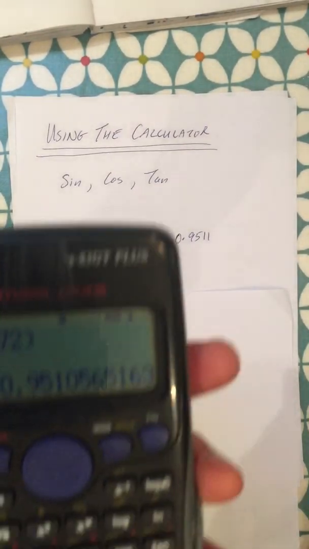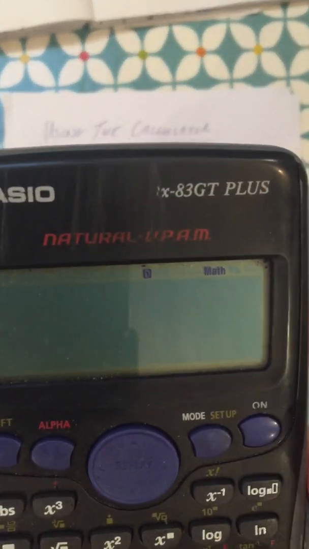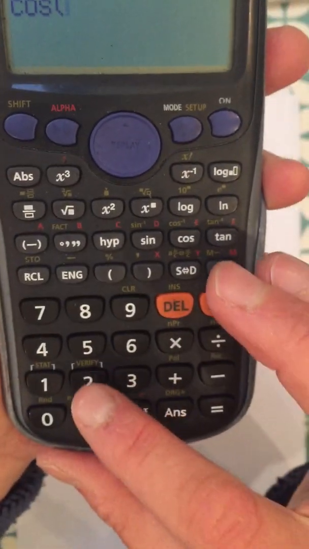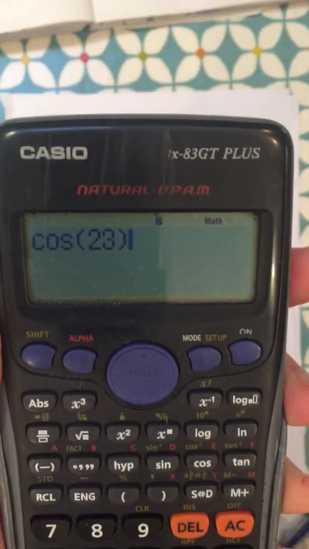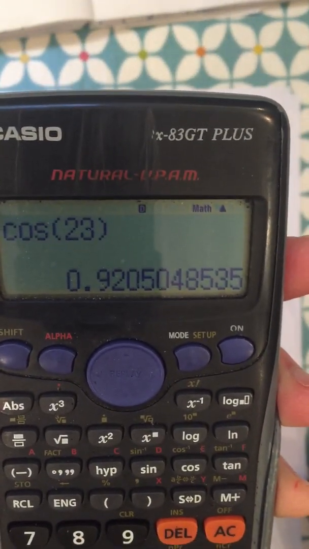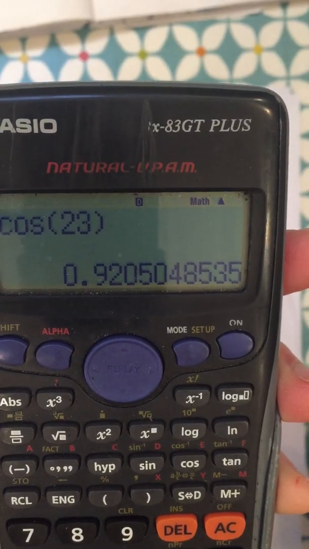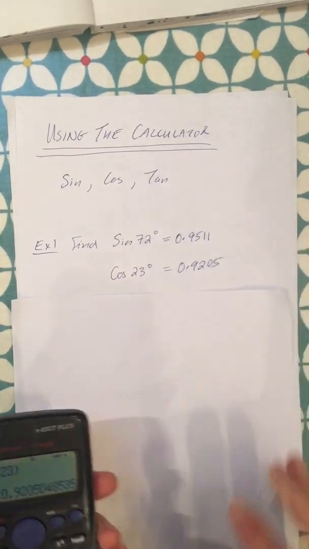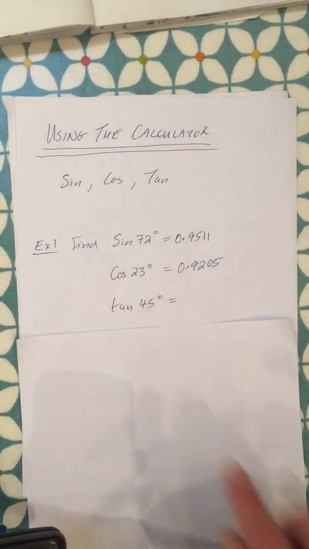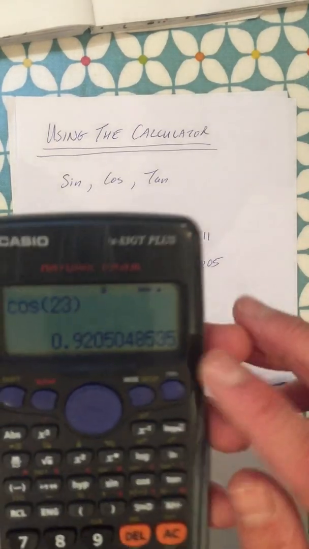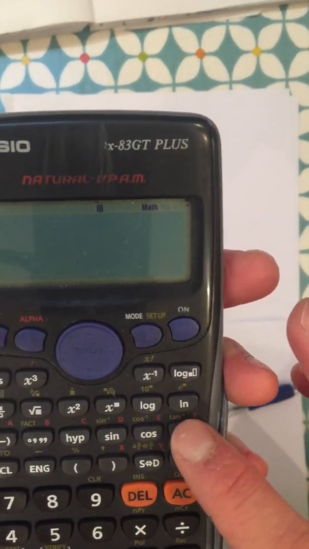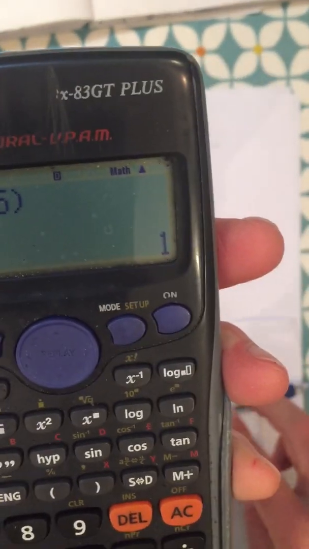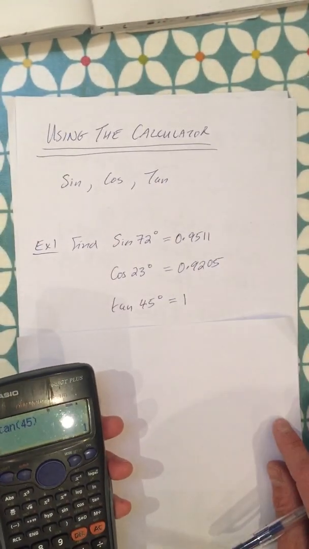Going to another example here, cos of 23 degrees. So I want to get the cos of 23, so I press the cos button, here it is. I type in 23, close the bracket and press equals. And again, you got lots of decimals. I'm going to write it correct to 4 decimal places, so 0.9205. That's my answer. If the question asks you to get tan 45, well, let's have a look. Clear the calculator, press the tan button, 45, close my bracket, press equals, and 1 comes up. So I don't need to write decimal places there, it's 1.